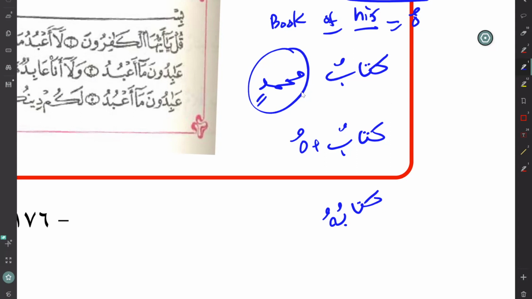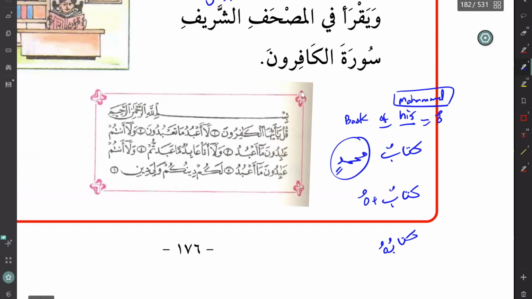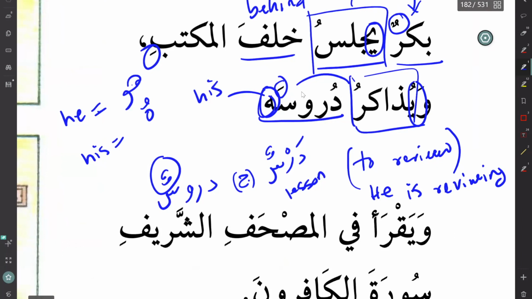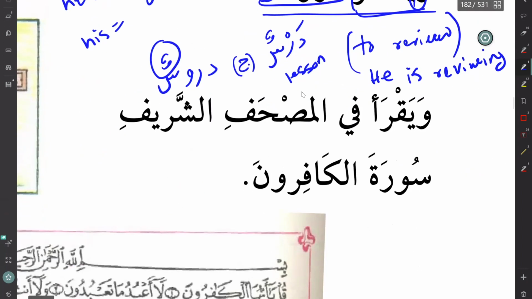Inshallah, we'll be talking a lot more about these things in the future. And I don't know if we have talked about these things in the past or not. But inshallah, right now, the only thing I want you to understand is durusahu, it means his lessons. Okay, his lessons. So he is reviewing his lessons. And the fatha is because it is the object of this verb. Okay. And we have wa yaqra'u fil mushaf, the Mus'haf ash-Sharif.